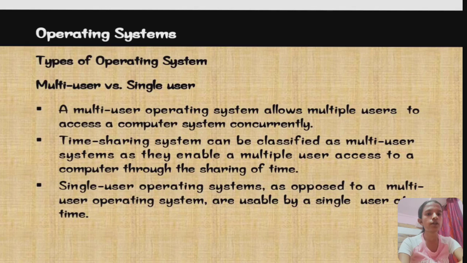Multi-user operating system allows multiple users to access a computer system concurrently. Time-sharing systems can be classified as multi-user systems as they enable multi-user access to a computer through the sharing of time. Single-user operating systems, as opposed to a multi-user operating system, are usable by a single user at a time.